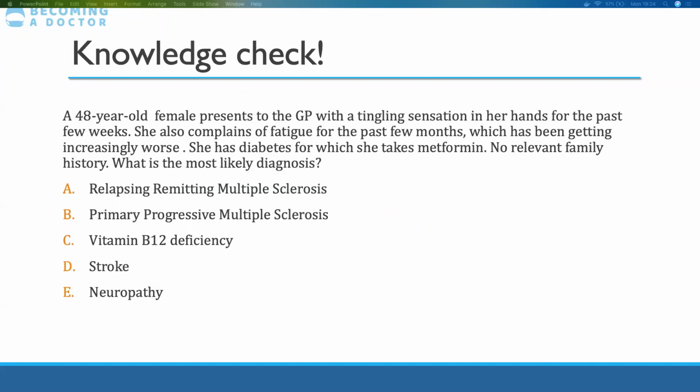Okay, so this is a type of SBA question that you could be asked. A 48-year-old female presents to the GP with a tingling sensation in her hands for the past few weeks. She also complains of fatigue for the past few months, which has been getting increasingly worse. She has diabetes, for which she takes metformin. However, there's no relevant family history. What is the most likely diagnosis?